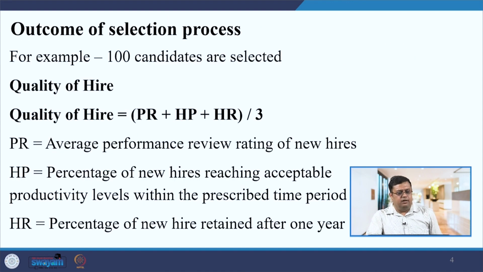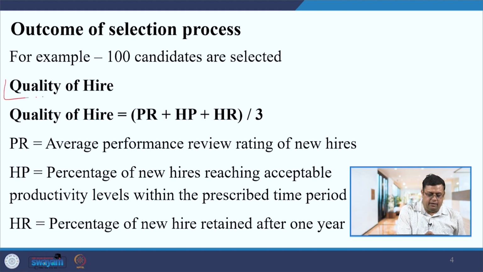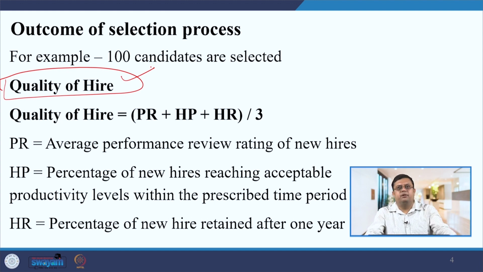Next thing that we will learn is the quality of hire. Whatever number of people you have finally selected or given a job offer to, how are these people, whether they are good candidates for the organization or not. So, what is the process to calculate this quality of hire?